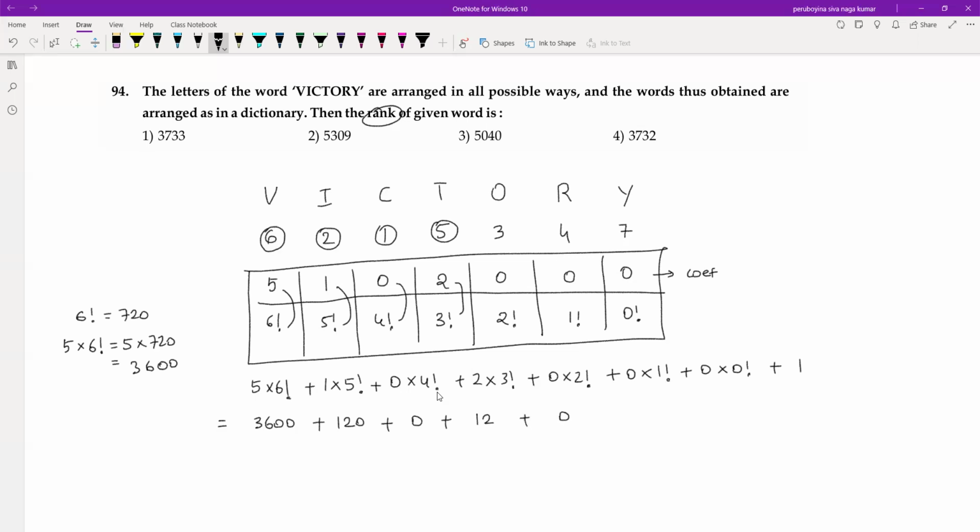And again 0 into 2 factorial 0, 0 into 1 factorial 0, 0 into 0 factorial 0, and last one. So 120 is added to 3600. It will be 3720. And last 12 and 1 added together, it is 13. So if 13 is added to 3720, then it will be 3733. So 3733 is the answer of this question, the rank of the word.